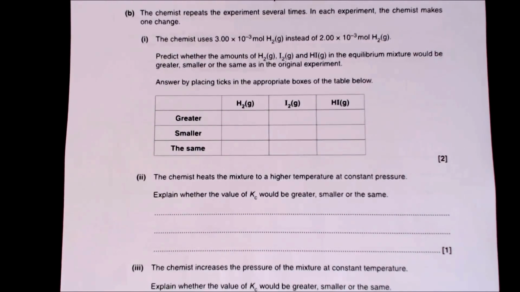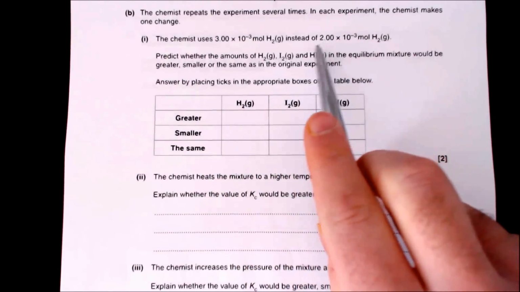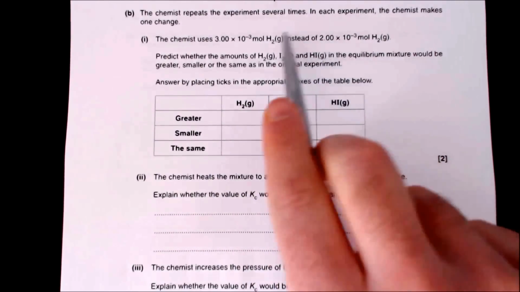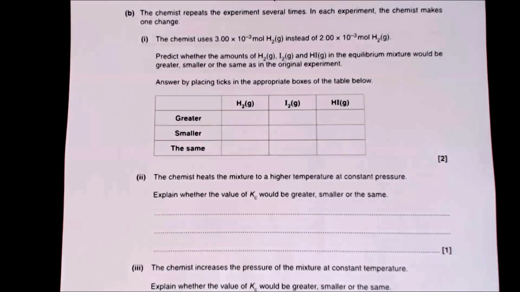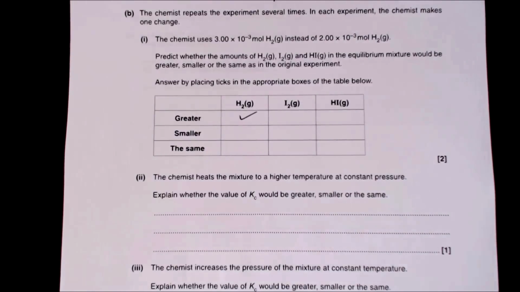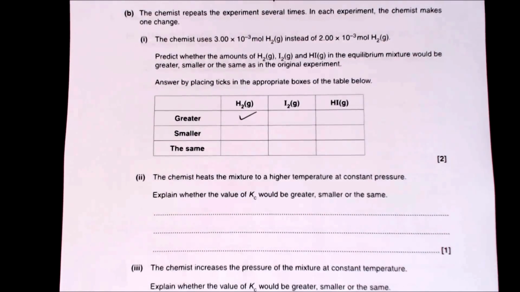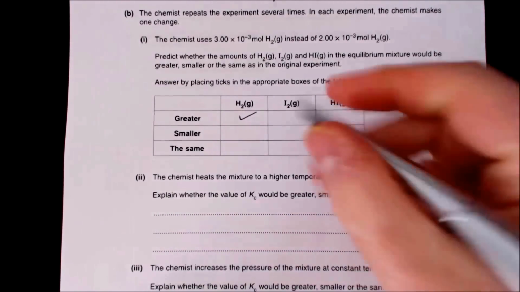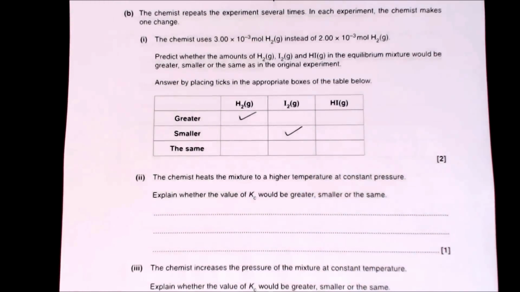Right, so the first thing we've done is actually we have increased the amount of H2, because we did have 2 times 10 to the minus 3, and now we've got 3 times 10 to the minus 3. So effectively that means we have a greater amount of H2 at equilibrium because we had more of it at the start. So that's going to be greater. However, the H2 reacts with the iodine. Because we've got more H2, it'll react with a little bit more of the iodine. We haven't changed the iodine at all, so actually we're going to have slightly less iodine as a result. So that should be smaller.